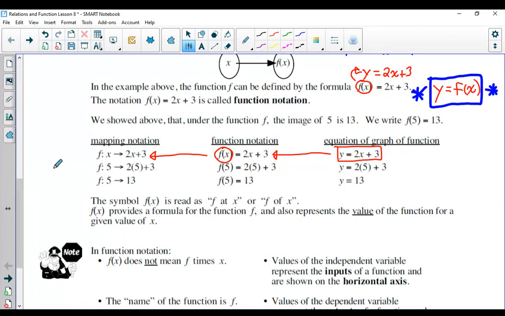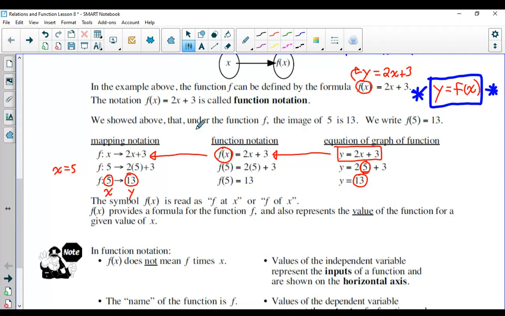If we evaluate this at x equals 5, we already did this up at the top. So when x is 5, we plug it into the equation: 2 times 5 plus 3. So in mapping notation, the value of the function when x is equal to 5 would be equal to 13. So when x is 5, the value of y is 13. We can draw the comparison over here. If you plug in x equals 5, the value of y when x is 5 is 13.